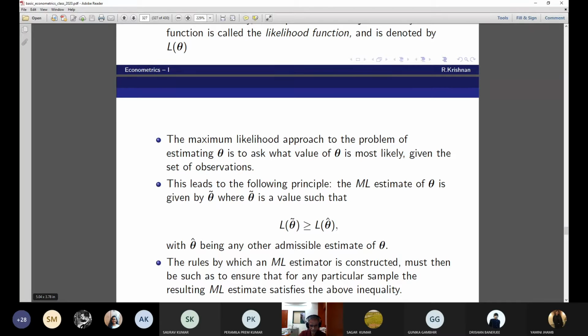Paramila, now you get the point. Yes, sir. So there could be two parameter vectors, theta hat and theta tilde, but I have to find theta in such a way that L theta tilde is greater than or equal to L theta hat. How do you find it now?